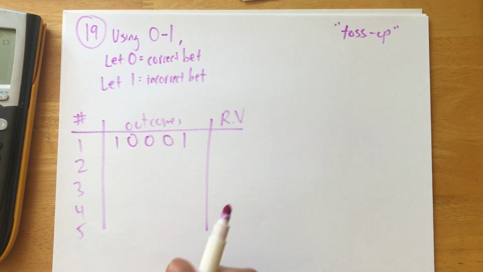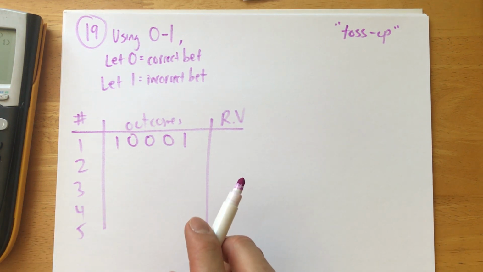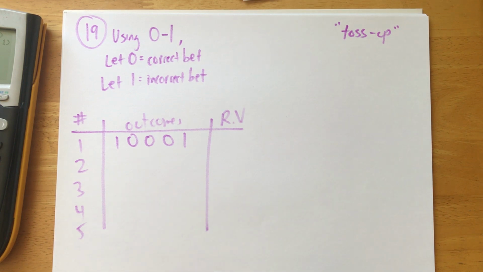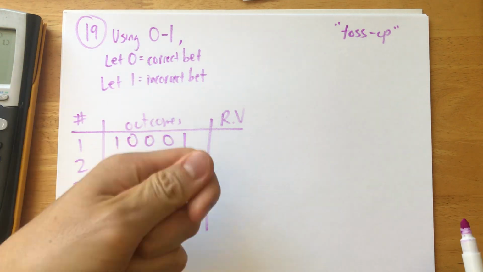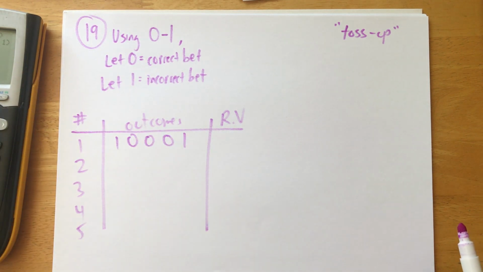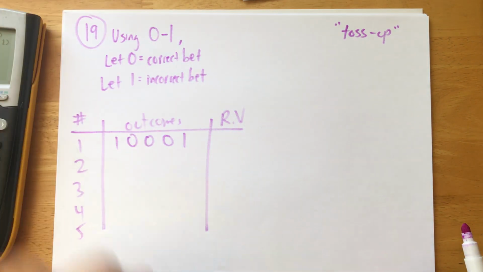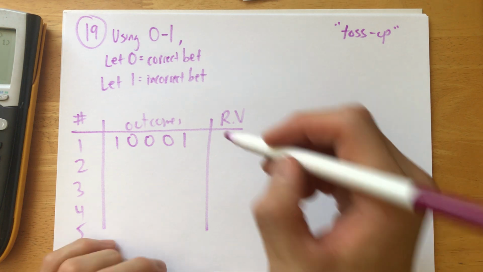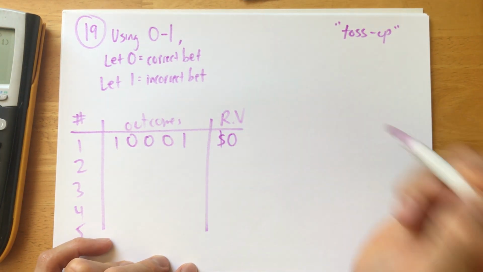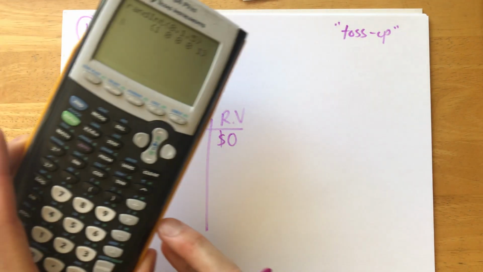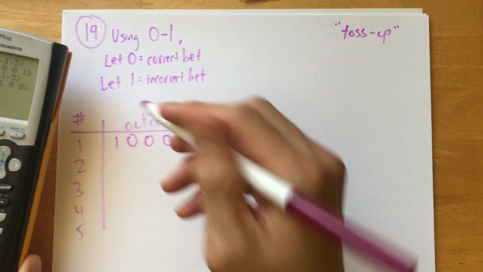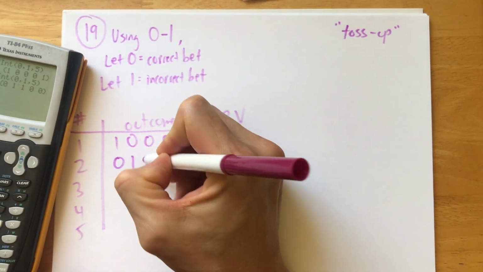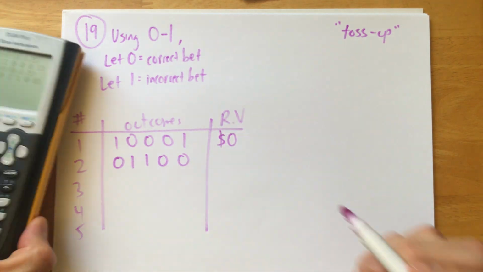Okay, so if you look at the given information, if he gets 3 correct, he's paid $10. But remember, he paid $10 to play. So if you give $10 and you receive $10 back, how much money did you make? Yeah, a grand total of 0. Okay, let's see if he has better luck the next round. So this time he got 0, 1, 1, 0, 0. That's my second one.